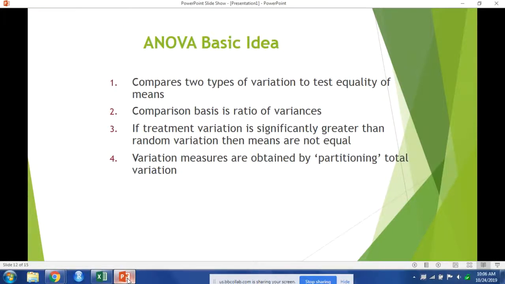The basic idea of ANOVA is that it compares 2 types of variation to test equality of means. The comparison basis is a ratio of variances. If treatment variation is significantly greater than the random variation, then means are not equal. So our treatment variation is higher than some random effect that is going on in the data. Variation measures are obtained by partitioning the total variance, so total variance into the treatment variance and the random variance.